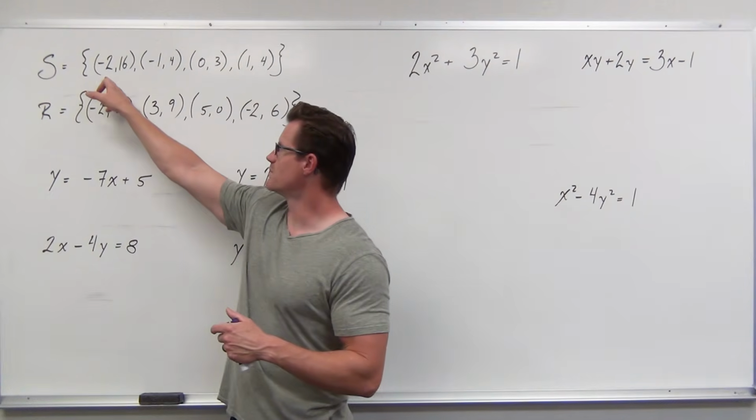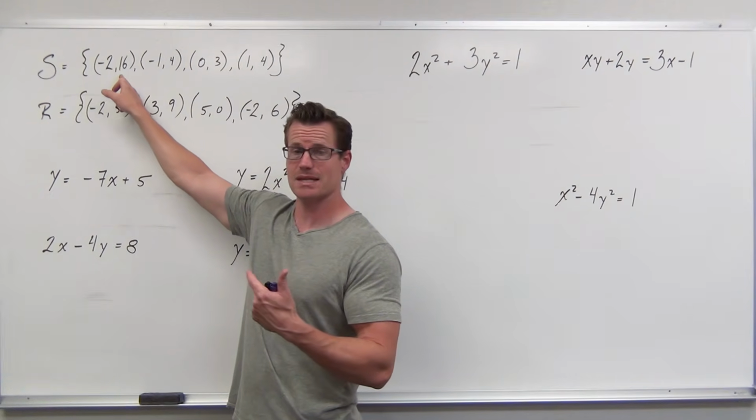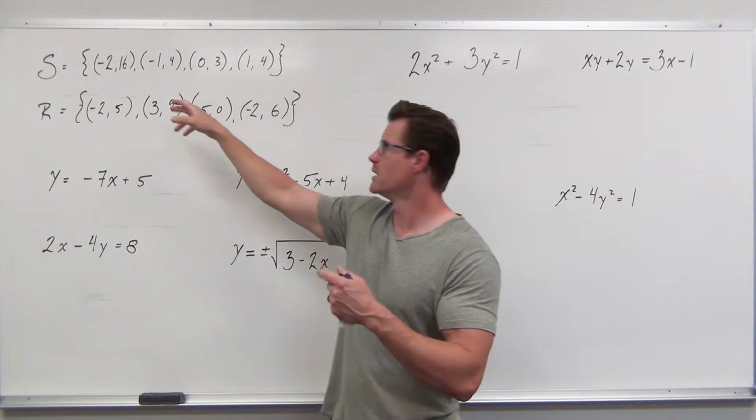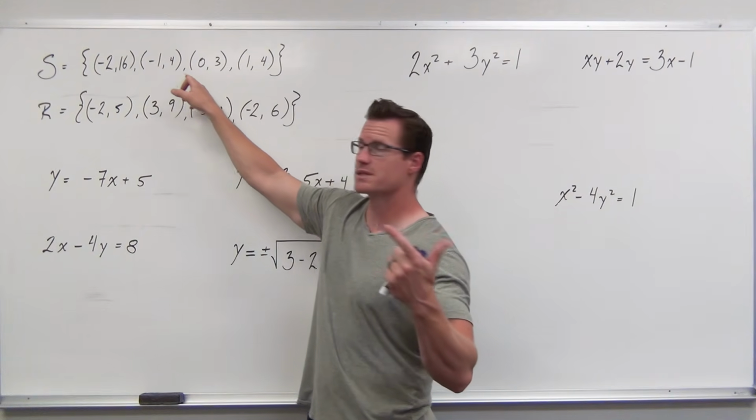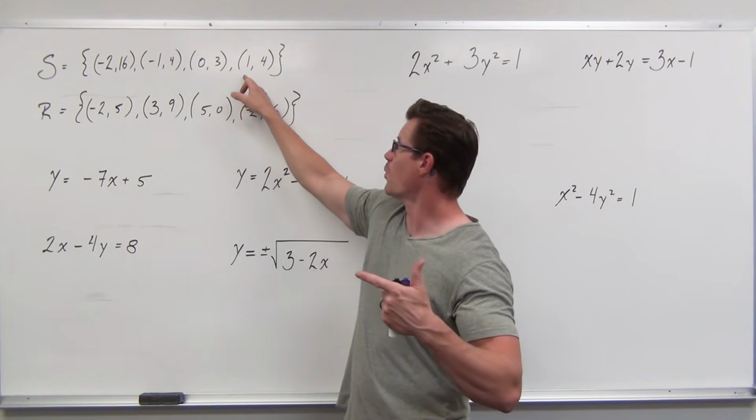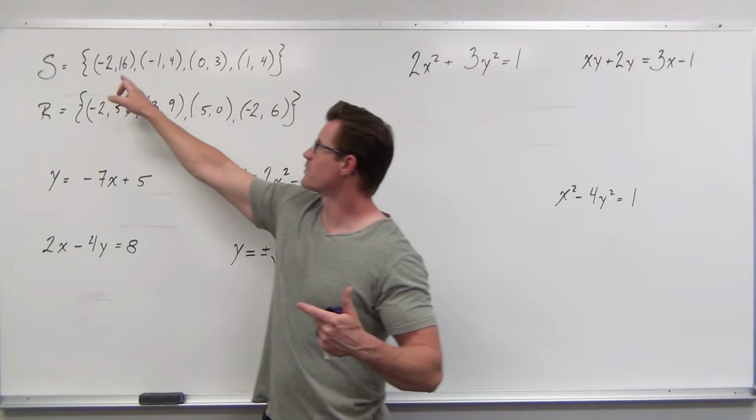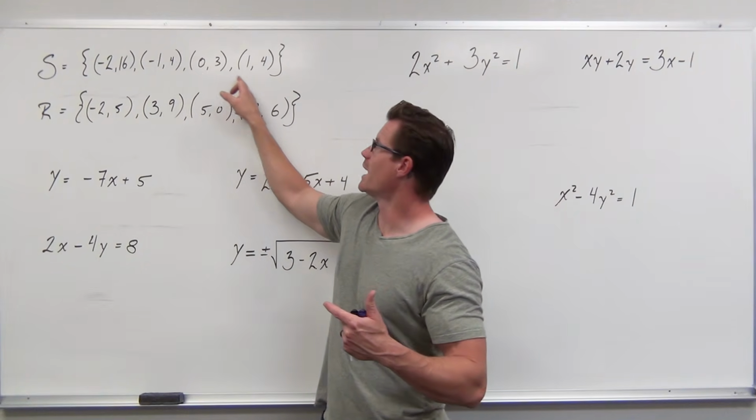So when I say -2, what's the output for that? It's 16. There's no other case where it's not 16. -1 gives us an output of 4. 0 gives us an output of 3. 1 gives us an output of 4. Every input gives us one output.